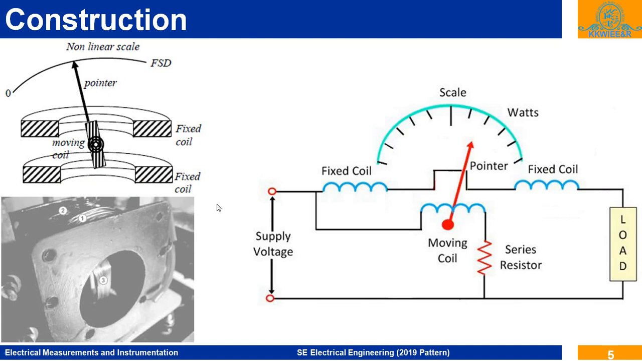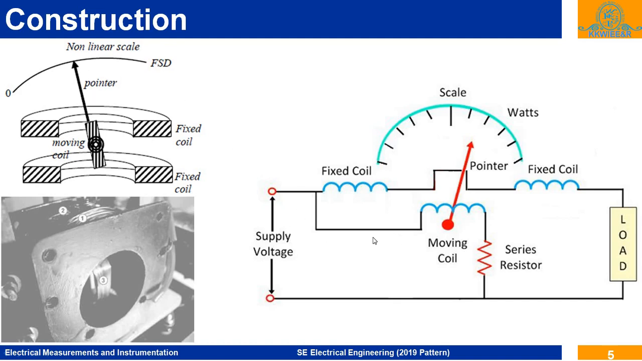Now we start with the construction. So this is the actual view of a dynamometer type wattmeter. This is a single coil, divided into two half parts, 1 and 2. And this third one is a moving coil, which is placed in the hollow part of the fixed coil. The same thing is shown in this diagram: the fixed coil divided into two equal half parts, the moving coil, a control spring, shaft, pointer, and this is a scale.